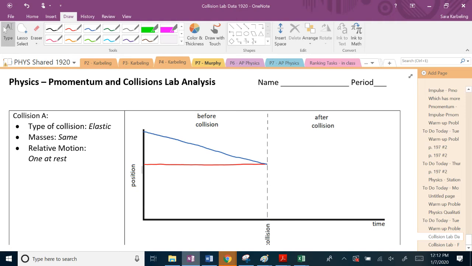Did you notice that when you were doing the experiment? Do it right now. It'll take you 30 seconds. Try it out. How does the speed of my red cart after compare with my blue cart before? What do you think? All right, what do you think, friends? How does the speed of the red cart after compare to the blue before? What did you say? Tell me, what did you guys say back there?